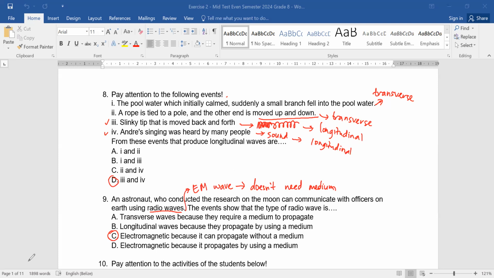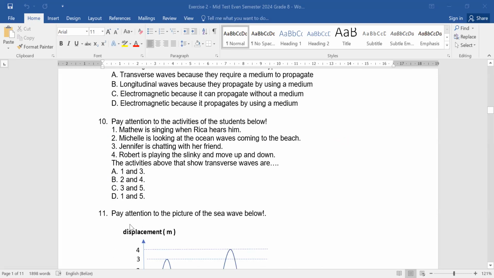So now we're going to discuss questions number 10 and also 11. Number 10 first. You are given some activities, and you need to find the activities that show a transverse wave. Matthew singing when Rika hears him. This is longitudinal because it's about sound, all right? Michelle is looking at the ocean waves coming to the beach. This is a transverse wave because the ocean wave looks like this, so this is the answer.